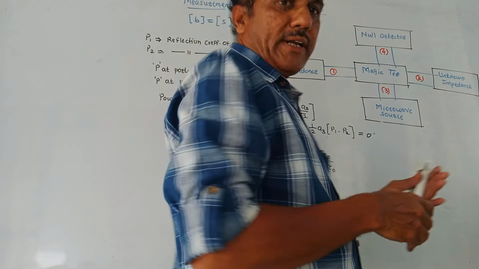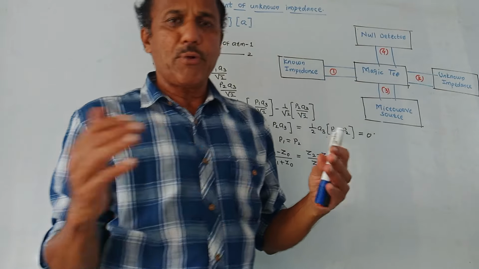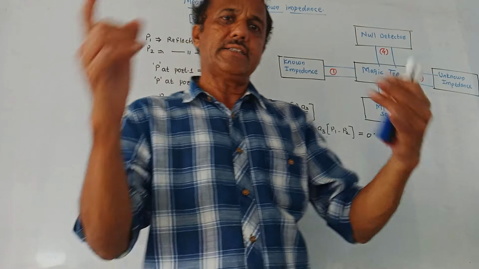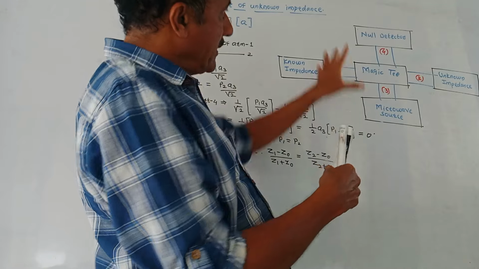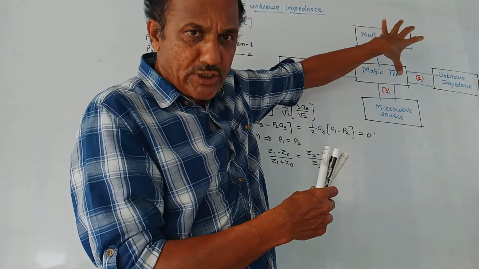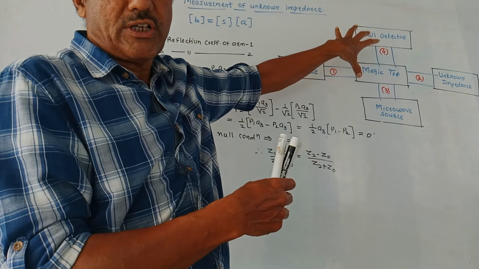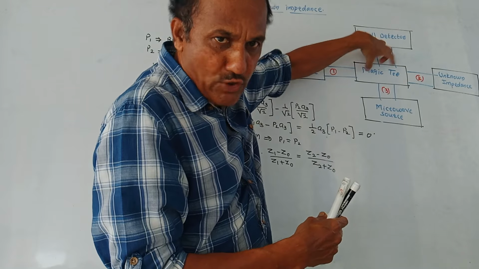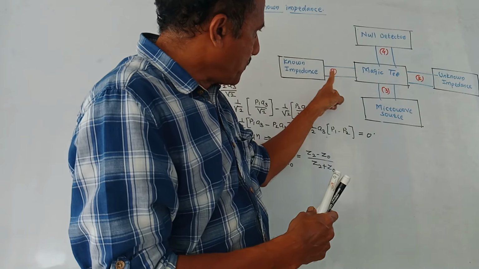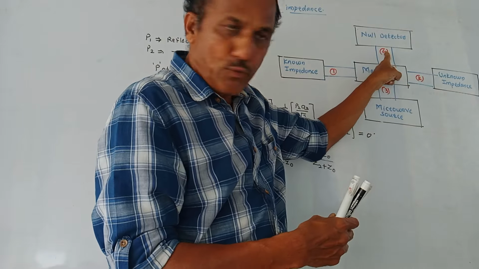Now let us discuss one application of a magic T. From the exam point of view, we may expect a question like this: how can magic T be used to measure unknown impedance? This is the block schematic which shows how magic T can be used to measure unknown impedance. This block corresponds to the magic T which we already discussed. This is port 1, port 2, port 3, port 4.